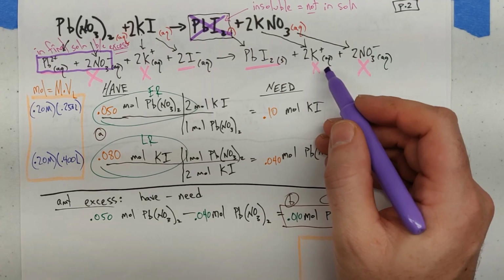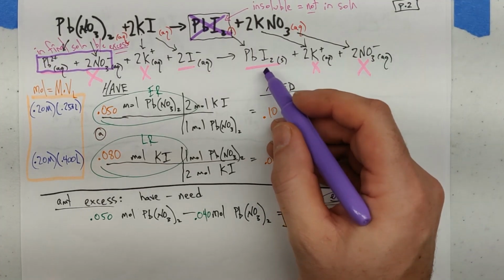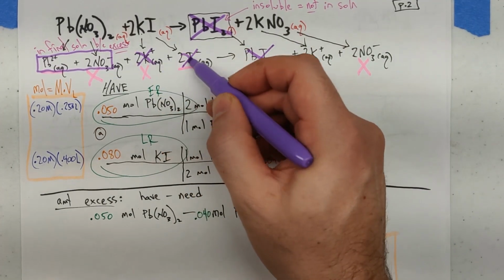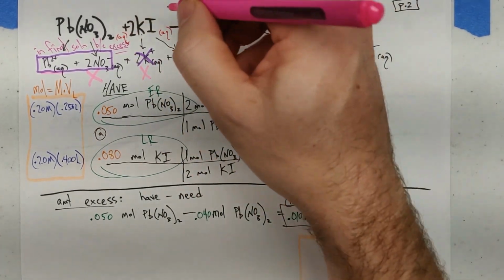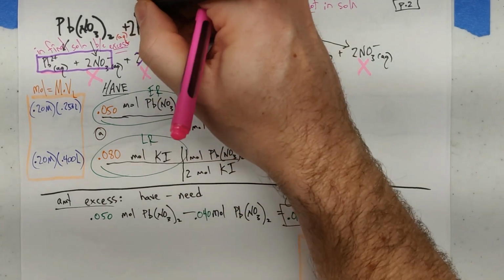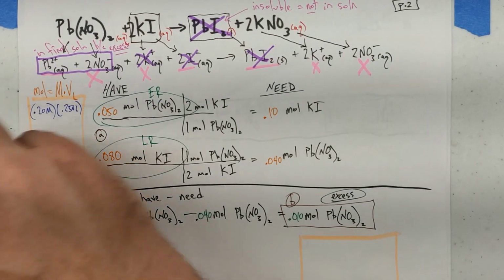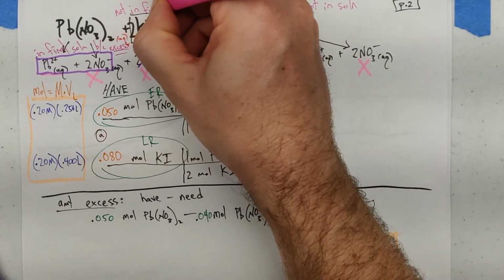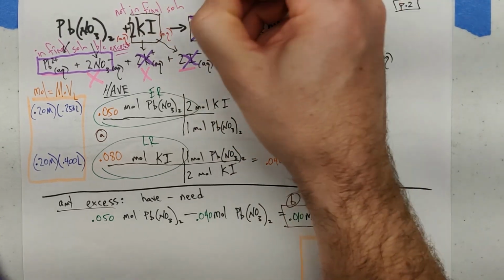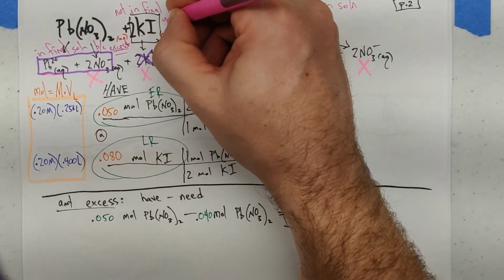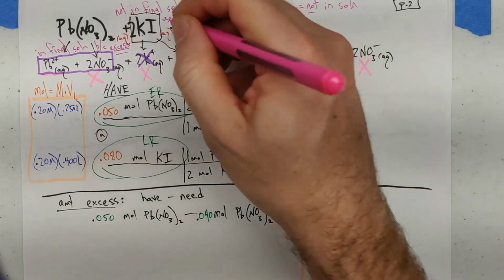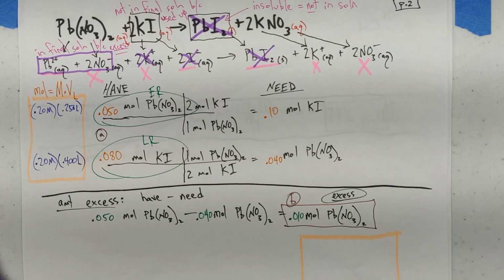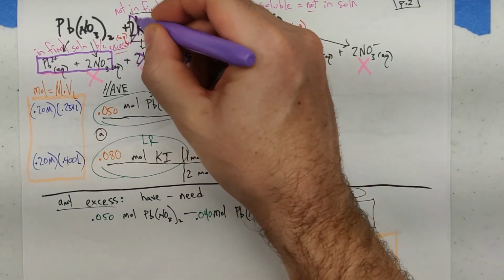As we look at the other side, we've already established that this is not in the final solution. I don't have these ions or these ions because they were consumed, so this right here is not in the final solution, because it's used up. A more appropriate way to say that would be it is completely consumed. It's our limiting reactant. So I'm not going to be looking for that in my final solution.